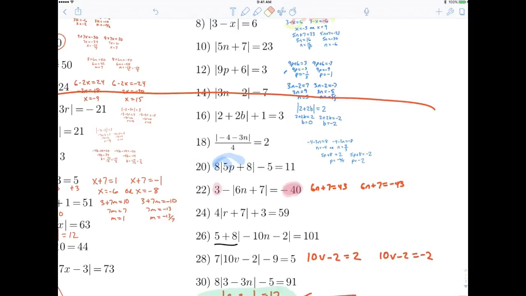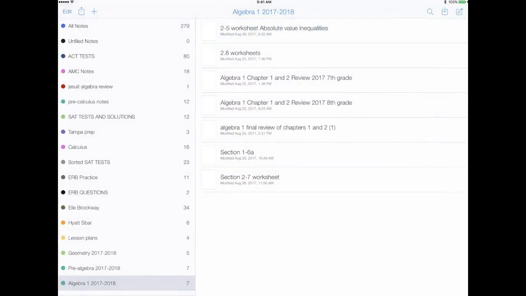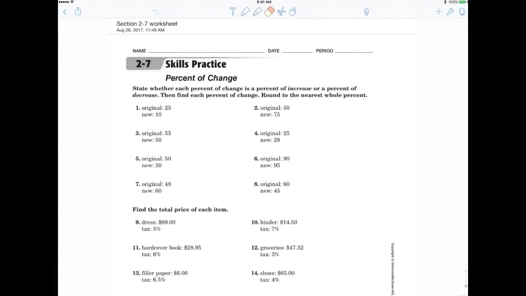All right. Again, we have a lot to do today. A lot. So I want to jump now into the new worksheet, which is 2.7. Is it 2.7 there for some of you guys? Mine says 2 through 5 absolute value. Well, that's not 2.7.